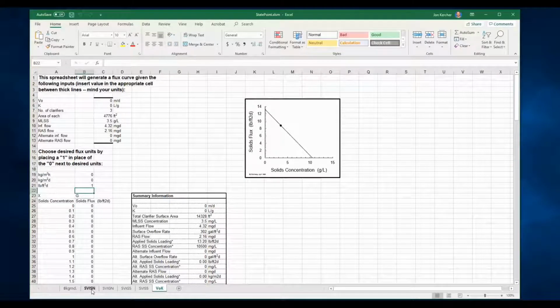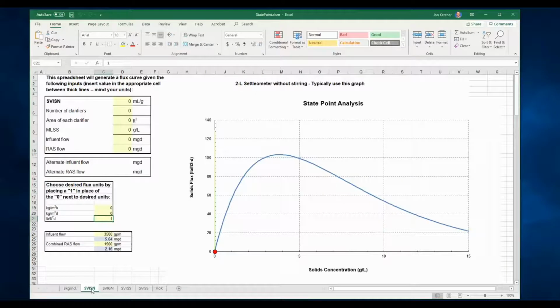If you use a 2-liter settleometer without stirring, you use the SVI-SN. There's SVI-GN. There's single liter settleometer, and then stirred, not stirred. I find the SVI-SN is the most typical. We do a 2-liter settleometer, and we don't stir that settleometer.